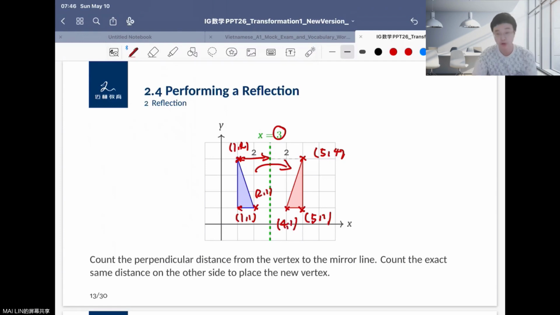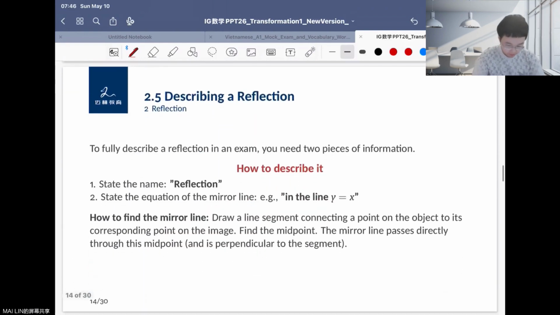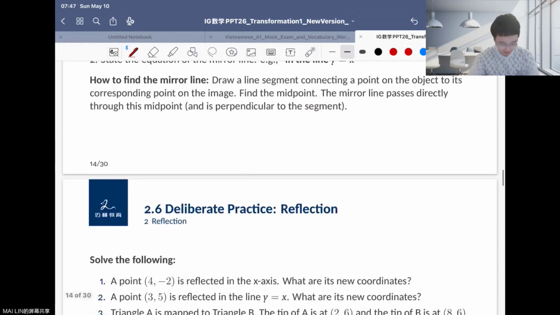It's very important for us to choose points carefully. We also have a description of a reflection. First we set the name as reflection, and then we give the equation of the mirror line, like the line y equals x or another. To find the mirror line, we use two points and find their perpendicular bisector. That must be the mirror line. That is how we can find it.